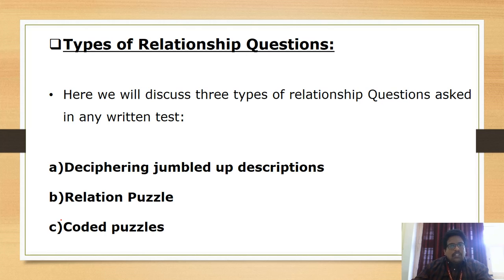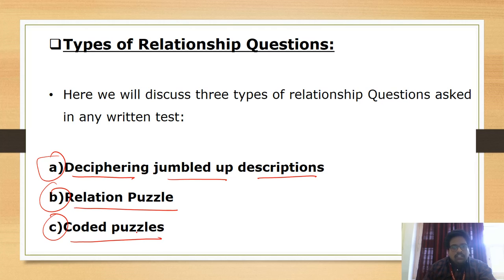Now, what are the types of questions they ask in blood relation? Anywhere you go, for any exam, for higher studies or for placements, for government exams in India, they ask only these three types of questions. If you solve practice, that's done. You can easily clear questions in any competitive exam under blood relation. So the first type is deciphering jumbled up description. Second is relation puzzle. Third is coded puzzle. So we'll discuss all these three types.